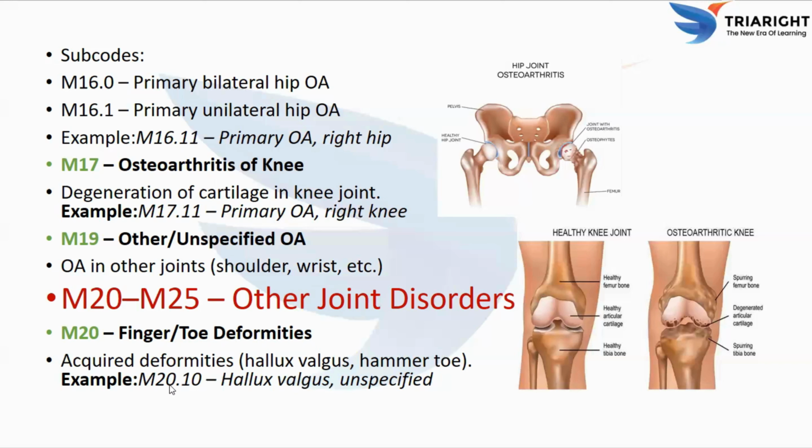So next is M19. It's other and unspecified OA. This OA occurs in joints other than hip or knee, for example, wrist and shoulder, or when the physician does not specify the location precisely. Then category M20 to M25 describes the other joint disorders. This is a broad group covering structural joint deformities, instability, stiffness, joint effusions, and also mechanical derangements.